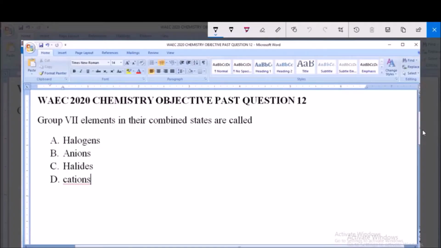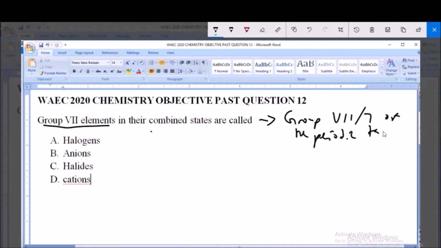Welcome. I'm going to be answering WAEC 2020 Chemistry Objective Past Question 12. Group 7 elements in their combined states are called A. Halogens, B. Anions, C. Halides, D. Cations. So we're looking at group 7 elements, and as the name implies, they are elements in group 7 of the periodic table.